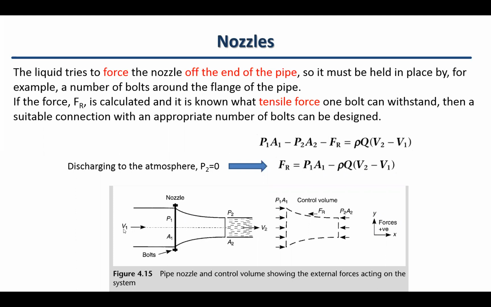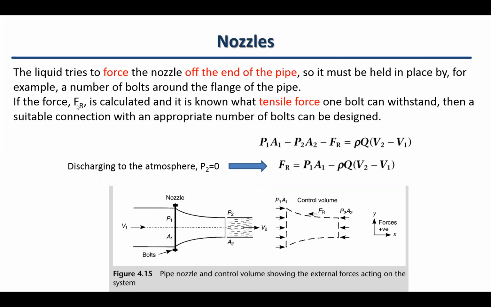In this case, if you have a liquid with a specific pressure and velocity, the liquid is trying to force the nozzle off the end of the pipe. Because of the momentum, the flow is going to force the nozzle off the end of the pipe. As a result, the nozzle needs to be connected to the main pipe using bolts. These are the bolts and the flange part of the pipe. This is called a flange, and the flange is connected using bolts, normally for example 3, 4, 5, or 6 bolts, depending on the nozzle.